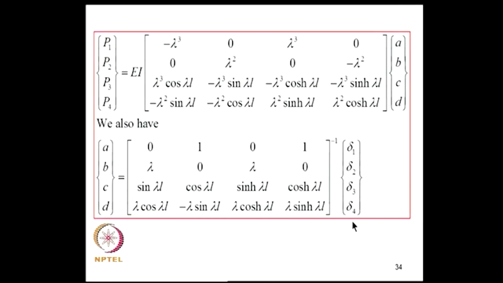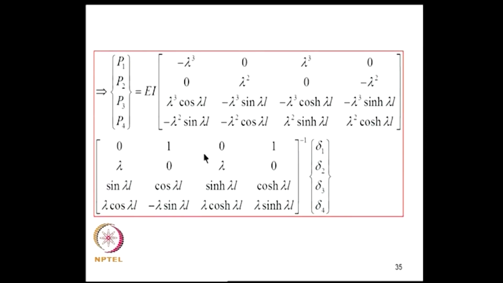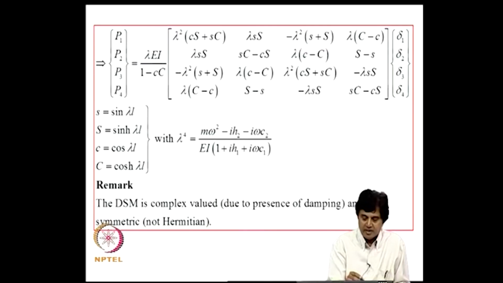So, I can write these equations relating A B C D to P 1, P 2, P 3, P 4 through this 4 by 4 matrix. We already have A B C D equal to the inverse of the earlier matrix multiplied by the displacements. So, for A B C D if I write this, I will be able to relate deltas to the p's. So, that is this equation. So, this matrix into the inverse of this matrix into deltas. So, this product of these two matrices multiplied by E I is the structural dynamic stiffness matrix. So, that you can simplify and show that it is of this form.